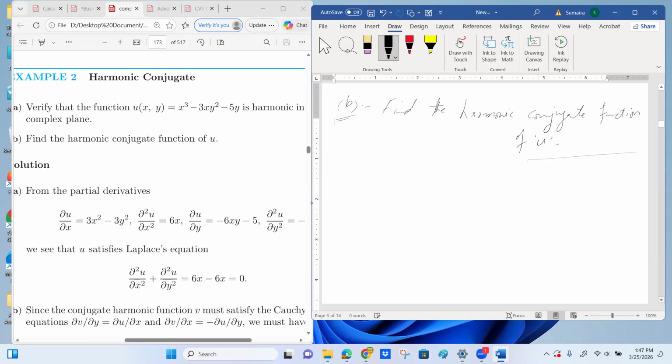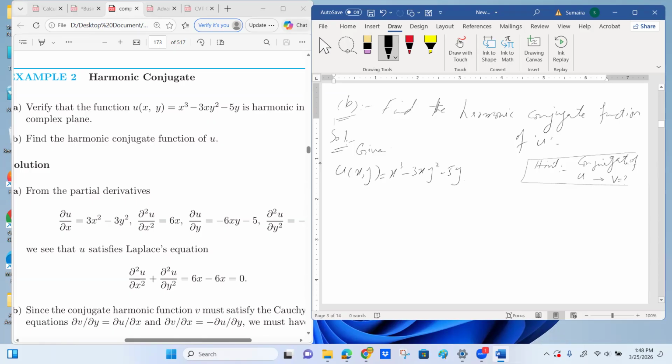Okay, may I write here only the hint that the conjugate of u means we have to find the value of v. And in the solution we have only the real part of the function. In a complex function there are real and imaginary parts, but we have only the real part. So the given value is u of x, y is equal to x cube minus 3xy square minus 5y.